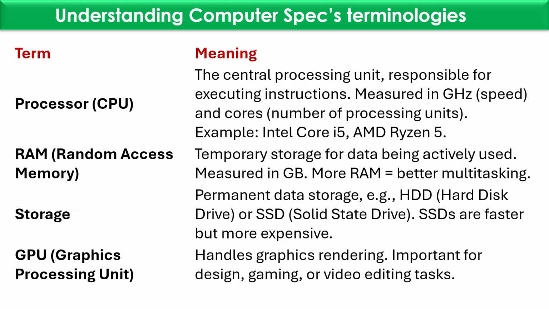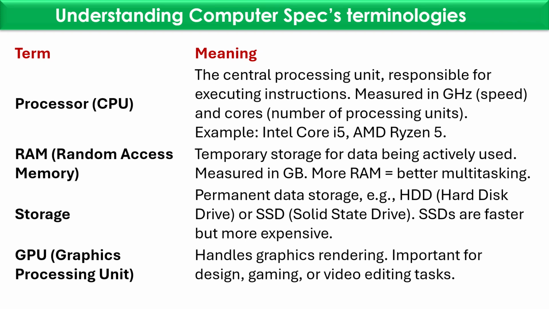The second component or part of a computer system is regarded as RAM, which is random access memory. A random access memory is a component of a computer that temporarily stores information while the computer is actively running. That is, it is temporary storage for data being actively used. It is measured in gigabytes, and normally we say if you have more RAM, you will have better multitasking opportunities.